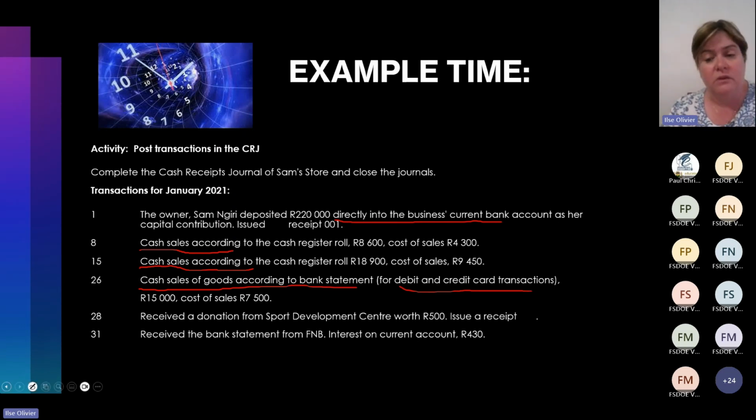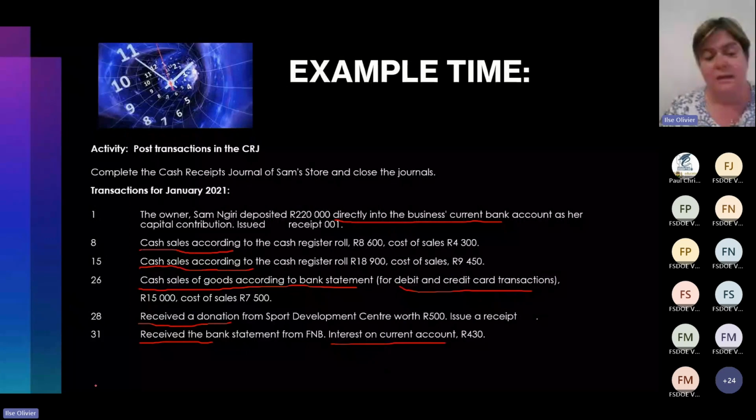Now, when we have debit and credit card transactions, it means that the person used the debit or credit card, and the bank takes responsibility for the money. Then receive a donation. So receive the money according to the bank statement. And what was the interest on the current account?